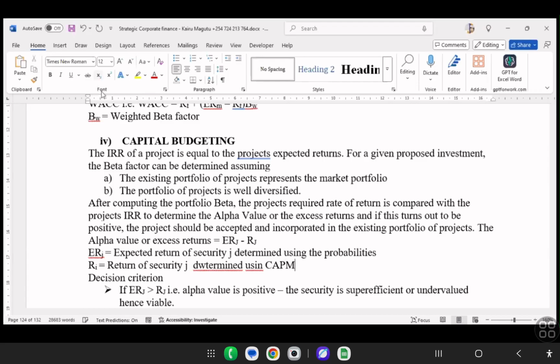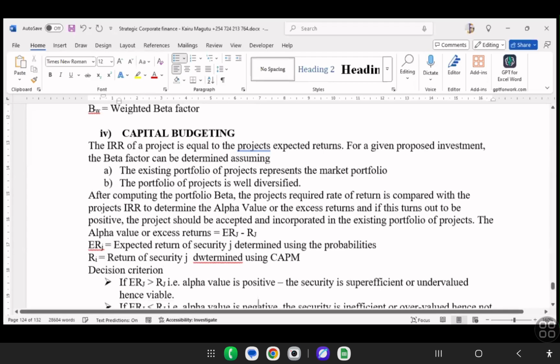So when you determine the return of a given security using the capital asset pricing model, you compare it with the expected return of that security that is determined using the probabilities. When you compare the two, the difference is called the alpha value. How do we make the decision?